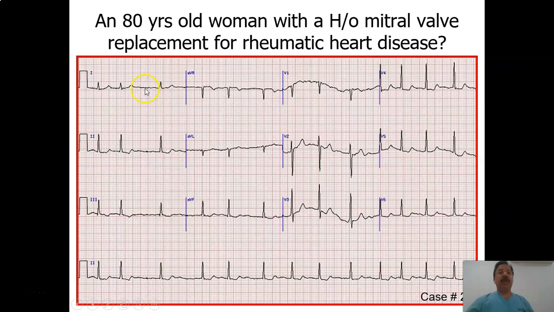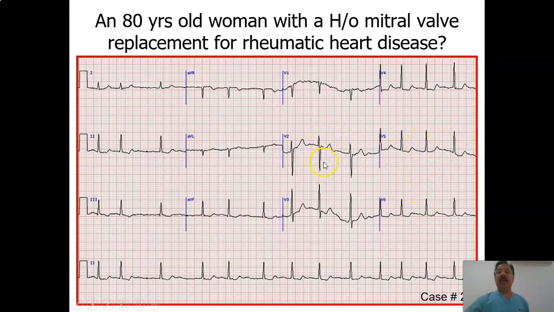Axis: V1 and V2 both are positive, so this seems to be a normal axis. Hypertrophy: look at lead 2 for atrial hypertrophy. The P wave seems to be normal in size. For ventricular hypertrophy, for left ventricular hypertrophy, look at the deepest S wave in V1 or V2. V2 is the deepest, and in V5 or V6, look at the tallest R wave.